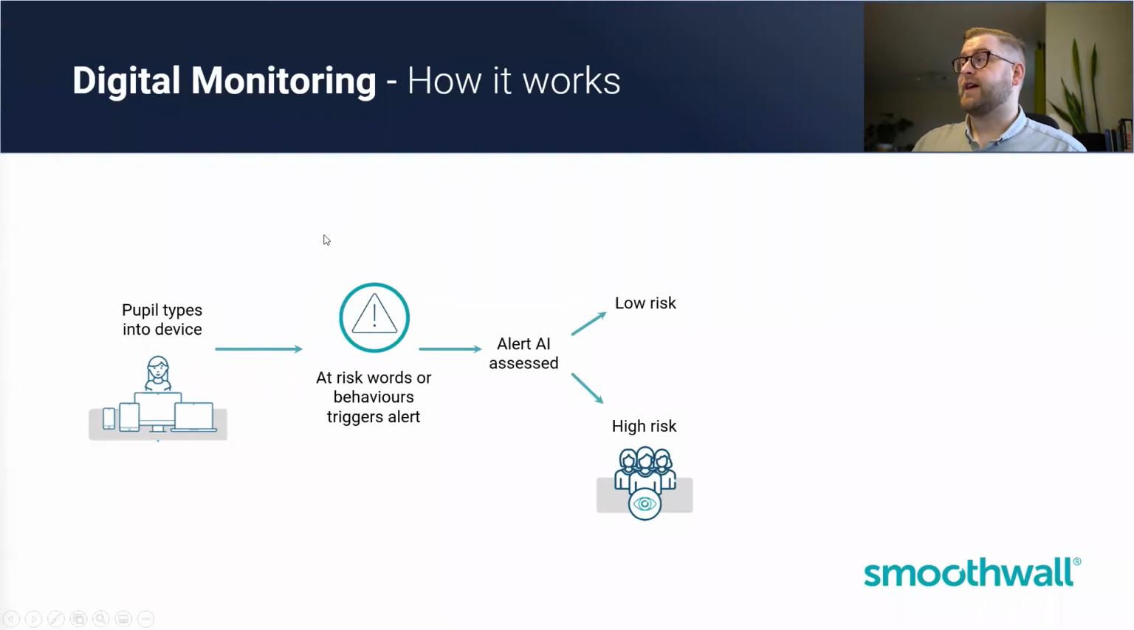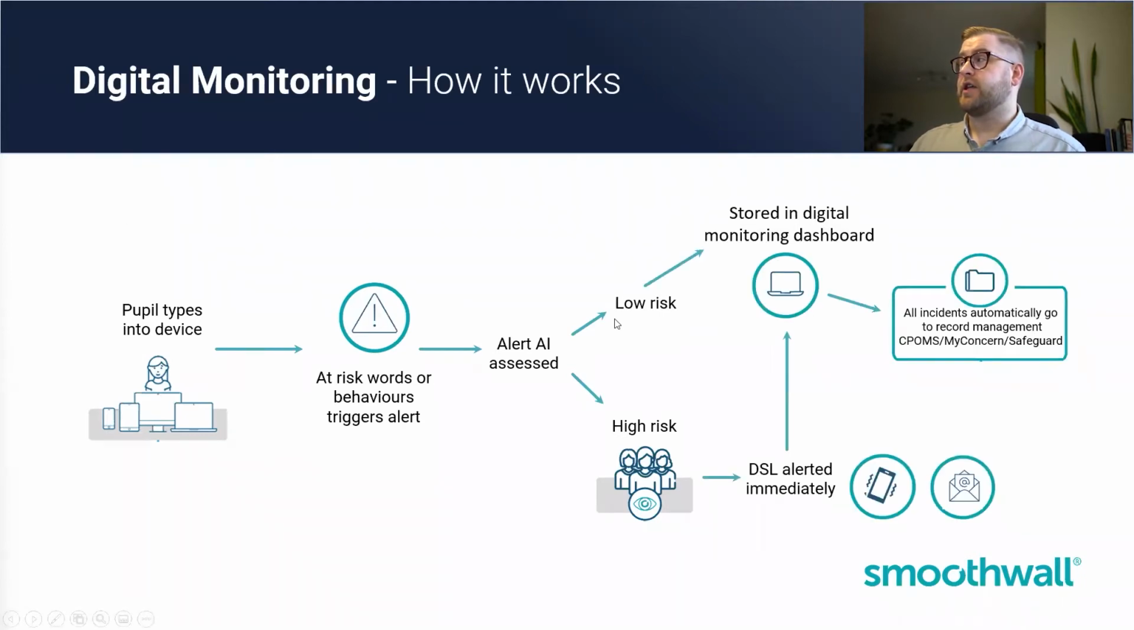So if it is that kind of high risk, that goes into a human moderation team. So that's what Smoothwall will provide, a human moderation service, where a team of trained moderators will look at that and look at not only is that individual thing they've typed of concern, but in context of what else they've been doing recently, is that indicating that there is some kind of risk there.